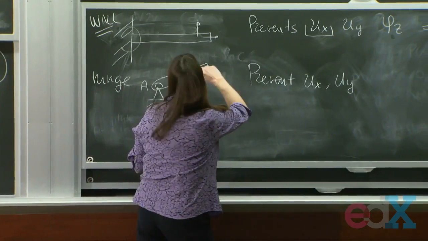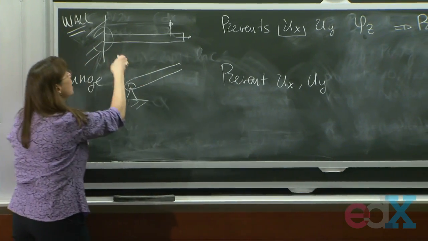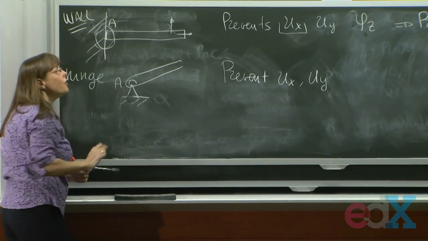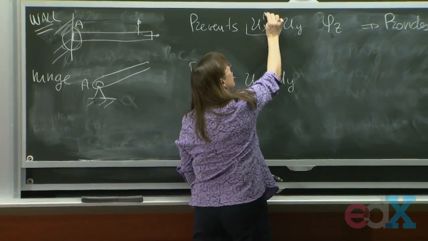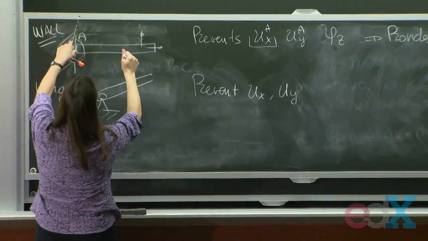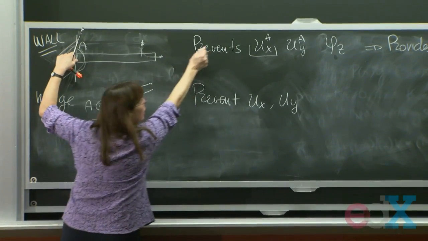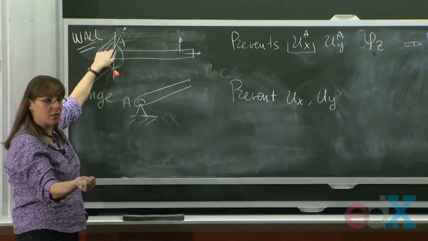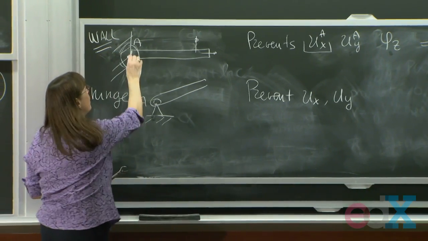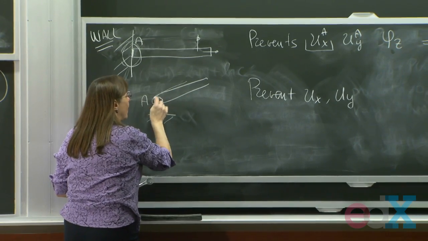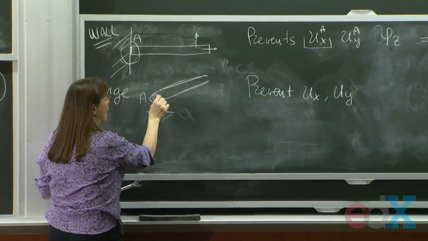Notice that when I say the support prevents ux and uy, it prevents ux and uy if this is section A, the section that's stuck to the wall. We already know that even if this point is stuck, every other point can move in x, right? That's what we have been doing, calculating ux of x, right? So the wall prevents everything at the wall. The pin prevents displacement at the pin.